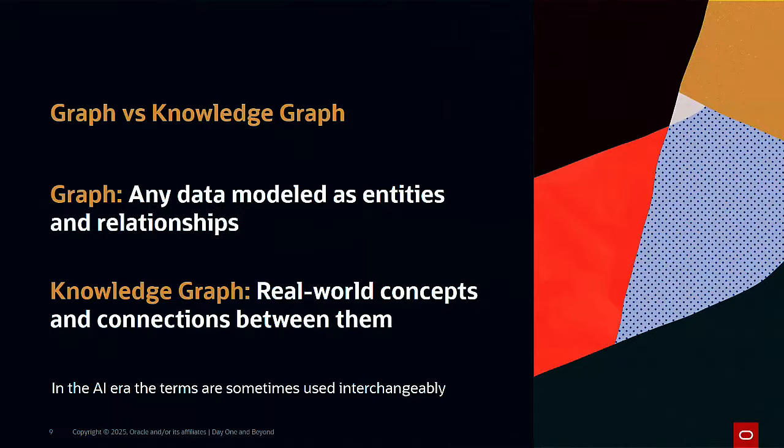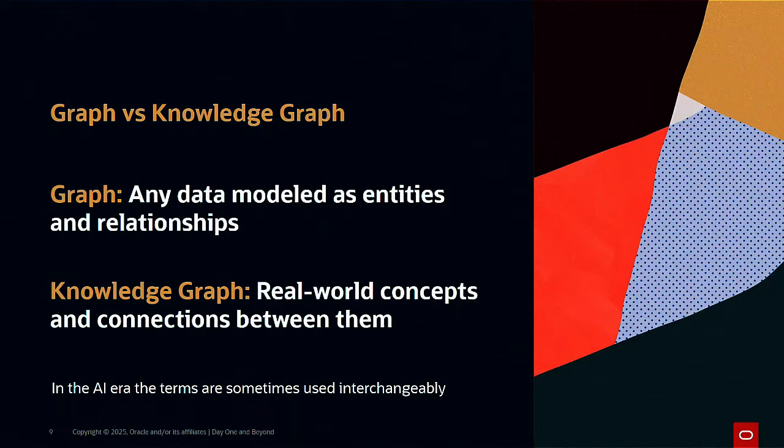In the knowledge graph world, you can say things like, I work for Oracle. So Oracle is a company, and that's a real-world concept. Someone being an employee of a company is a real-world concept. So a graph that represents such concepts, rather than the bits that make up data, is known as a knowledge graph. And this term is getting a lot of interest in the AI era. Nowadays, these terms are used interchangeably. I would say people refer to any graph as a knowledge graph and so on. There's a lot of confusion out there.